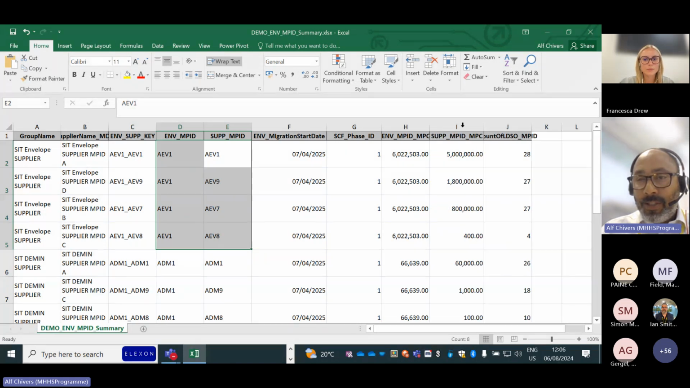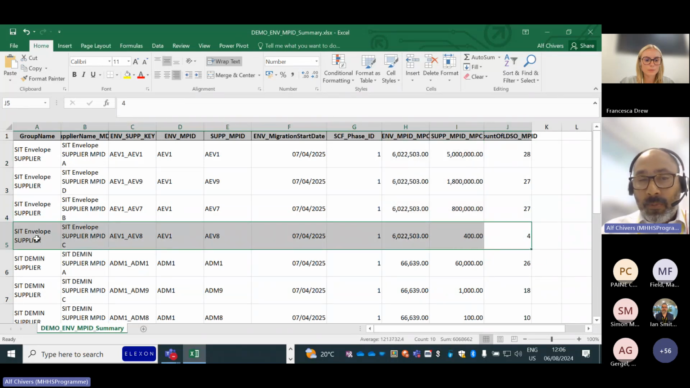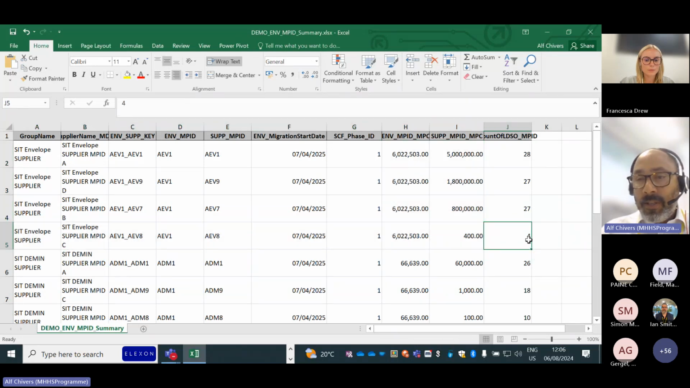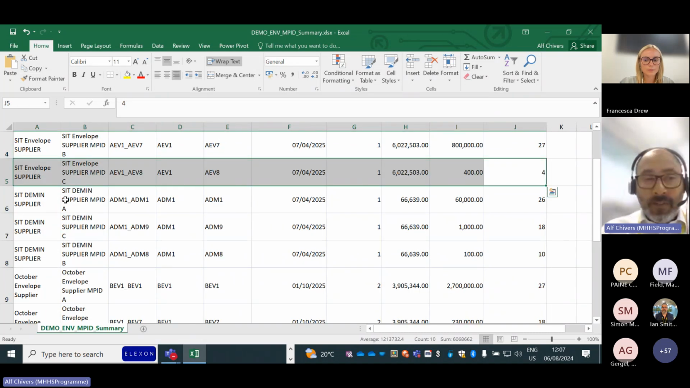And for simplicity, I've included the portfolio shares of each of those supply MPIDs and the total portfolio share of that envelope MPID. So we can see that's the aggregation. And we can see in this particular example, this supplier has only activity in 4 LDSOs for this particular supplier MPID, which obviously shows it's got a different type of business. And this just shows as an example of how we've aggregated those envelopes up.